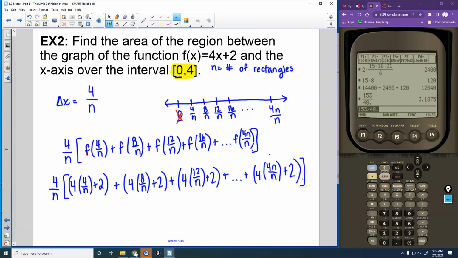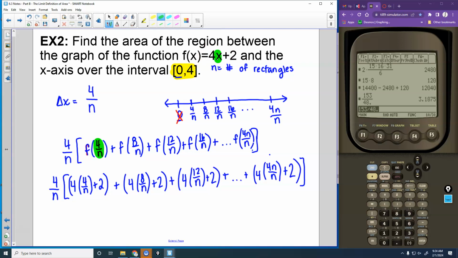Okay, does that make sense where I'm getting that from? We're taking the values that we had right here, and we're plugging them into this equation up here for x. That's how I'm getting 4 times 4 over n plus 2.